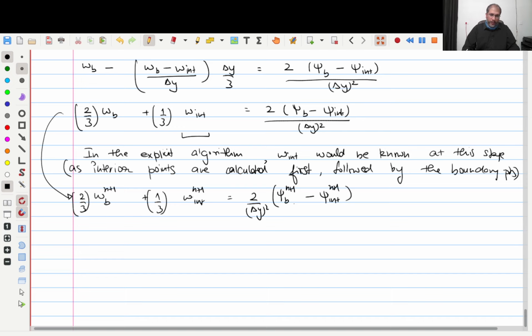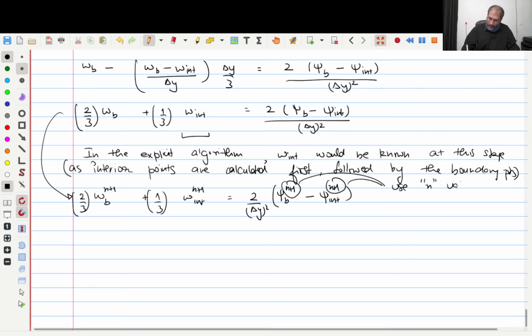So in this case what we do is, since we are dealing with an explicit algorithm, particularly for a steady state solution, we can use the nth values for psi. So we can in fact say, I'll just circle here and say, use n values instead. But there is a note here that using the nth time value is incorrect, except when we are using this transient approach or a false transient approach for calculating the steady state solution.